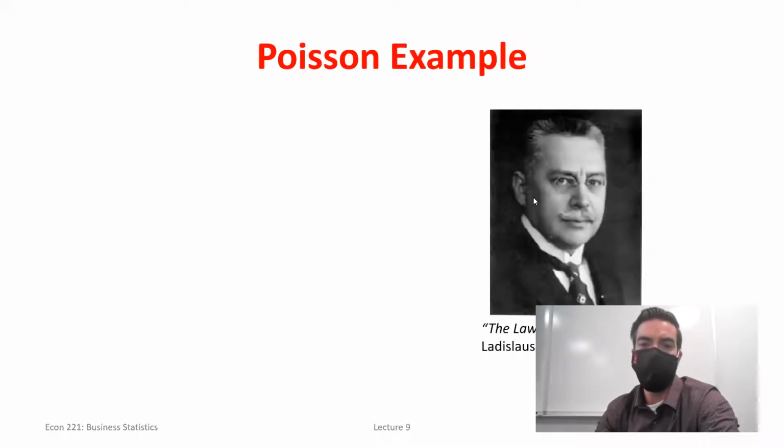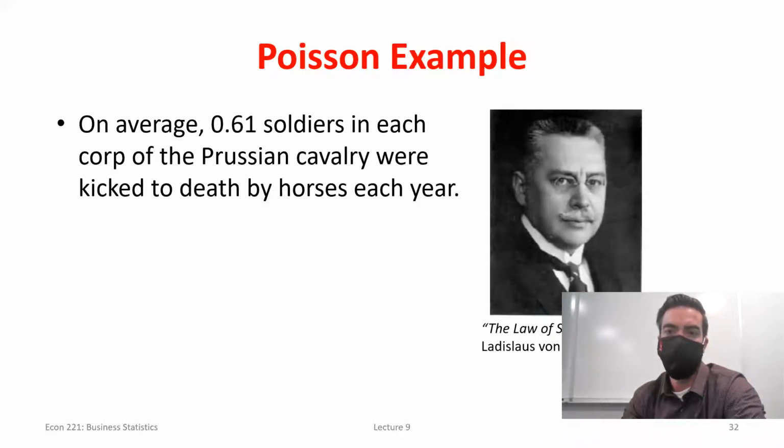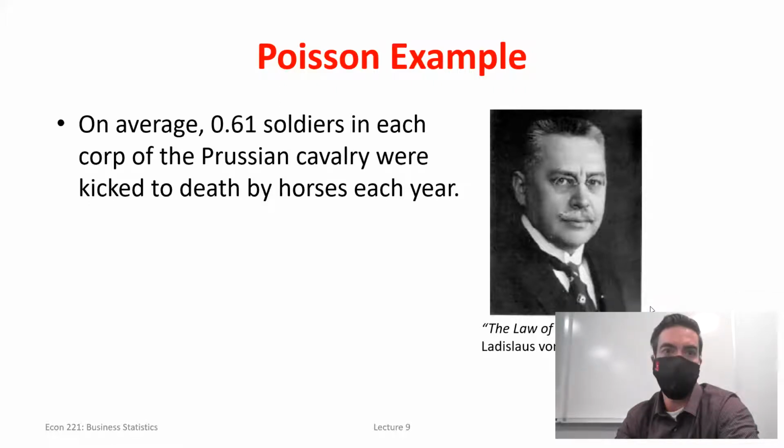So this first one, this guy wrote the law of small numbers. He's a brilliant guy, whatever. So he had this example where, on average, in the Prussian army, 0.61 soldiers were killed every year by horses, in some accident. Okay? So 0.61 is kind of the typical number of people we saw get killed by horses every year. So our time interval is a year. Our lambda, the average number we usually see, is 0.61.